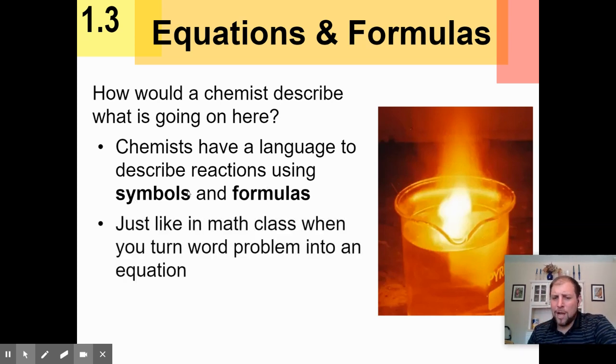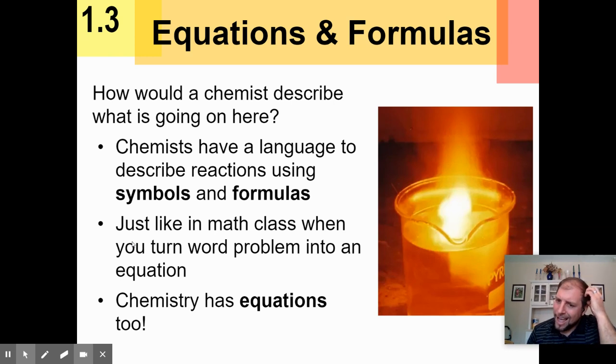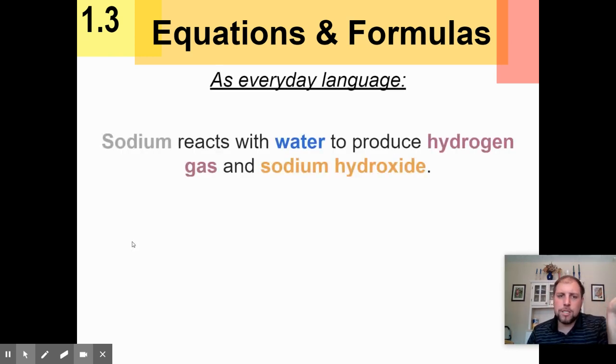It's the exact same way how in a math class, when you turn a word problem into an equation before you solve it. Okay, so you get a word problem in math, you got to convert it into the language of math, an equation, in order to solve it. Chemistry has equations too. So, for example, here's how I would describe that reaction that I performed in my sample video. All right, sodium reacts with water to produce hydrogen gas and sodium hydroxide.